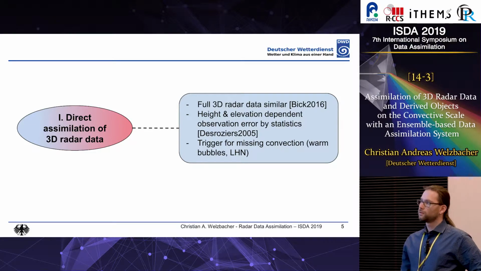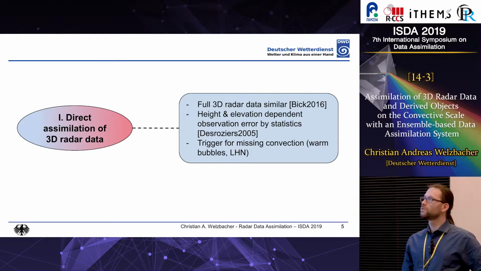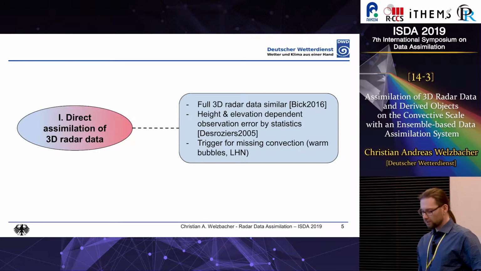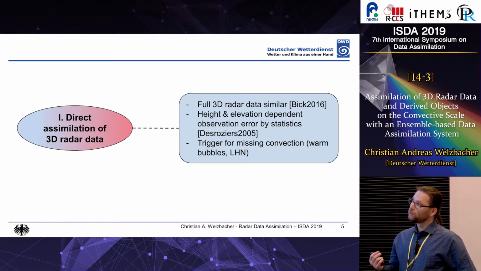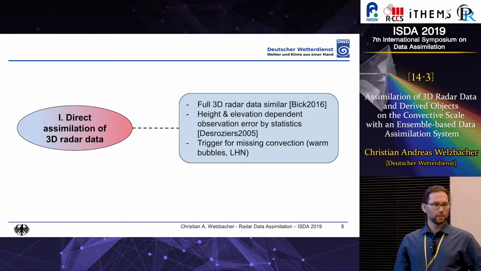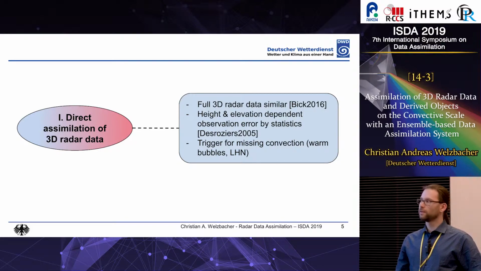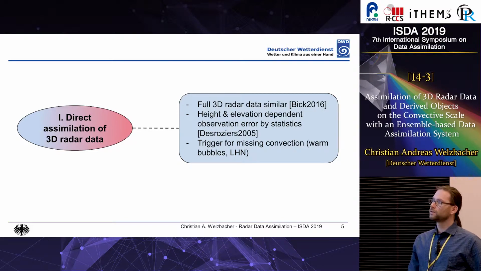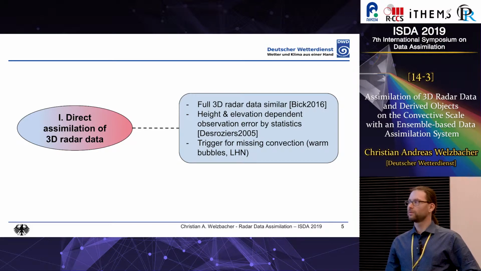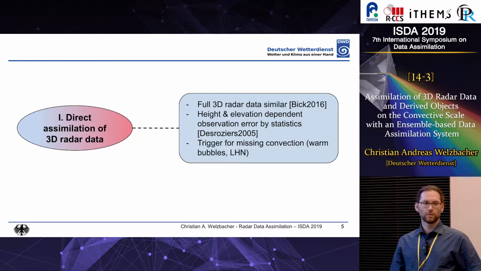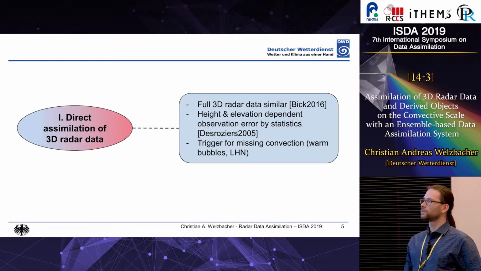For the radar data assimilation, I use a similar setup as Bick et al. 2016, but additionally with radial winds. The difference is that I also looked into the Desroziers statistics for the radar data assimilation and the radar data itself. For the reflectivities, for the radial winds, Elisabeth Bauernschubert did that. And I used height and elevation dependent observation errors in my experiments.